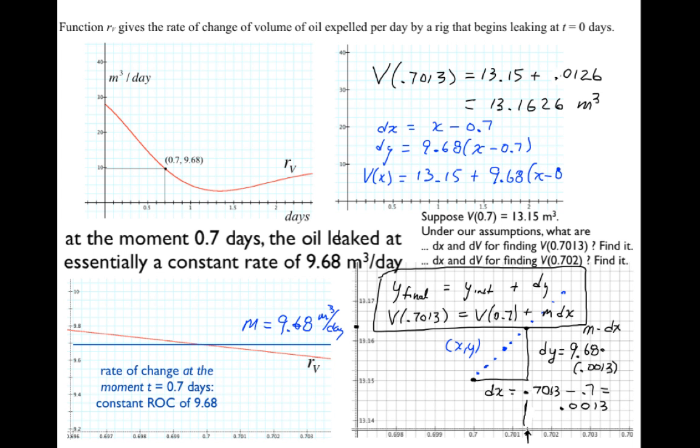And so what does this do? Finding this value was good, but this is really good. Why? Because it gives us every amount of accumulated oil within this moment. For any value of x number of days, we get the accumulated amount of oil in this moment at 0.7 days.